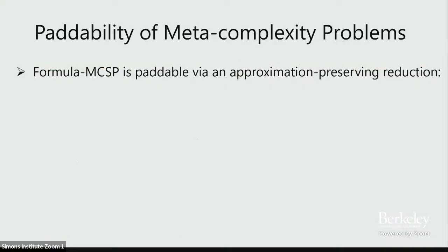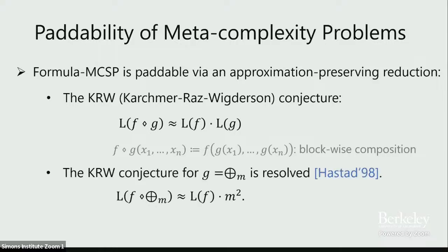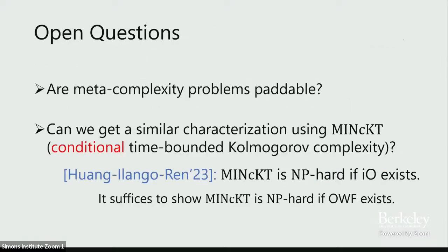And more generally, it is interesting to see whether metacomplexity problems are paddable or not. Actually, in the case of formula MCSP, we can get a padding reduction. By using the KRW conjecture for parity, we can increase the formula complexity of a given function by taking a composition with parity. And it's interesting to see whether we can get a similar padding reduction for MCSP. So yeah, thank you so much for your attention.